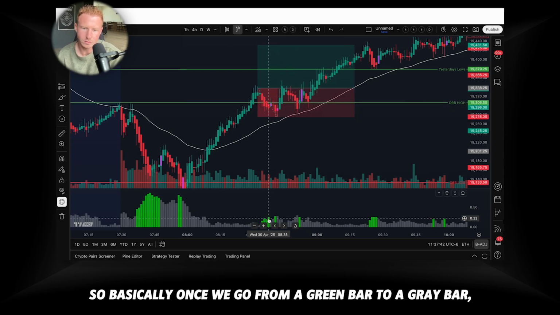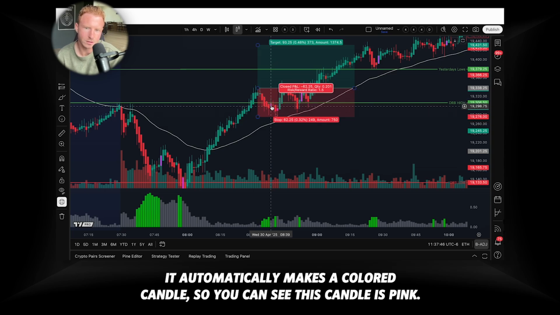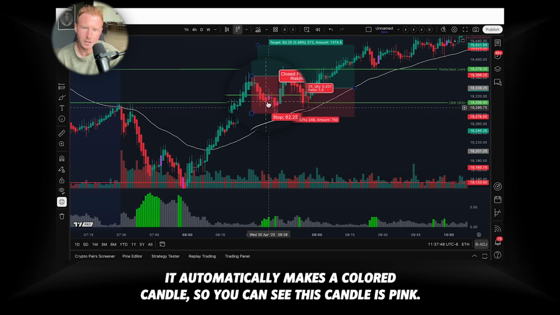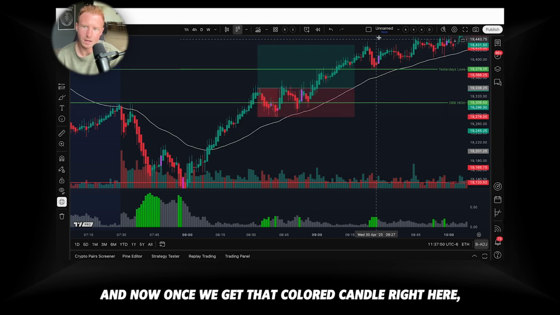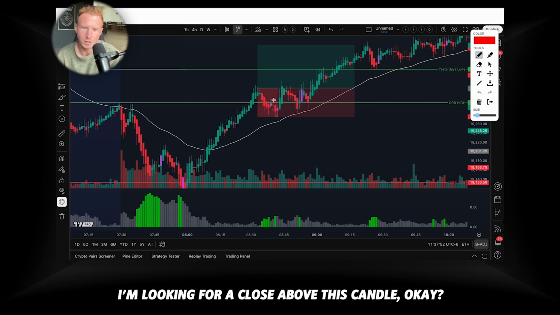So basically, once we go from a green bar to a gray bar, it automatically makes a colored candle. So you can see this candle's pink. And now once we get that colored candle right here, I'm looking for a close above this candle.